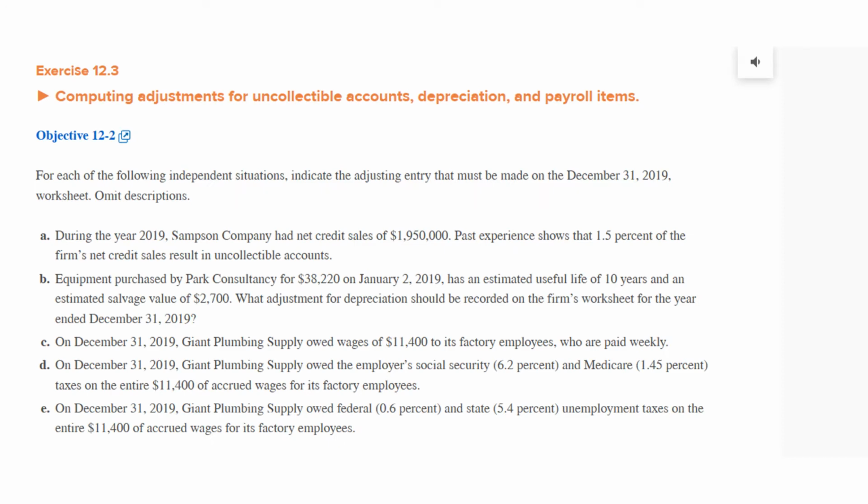All right, this is exercise 12.3. I am on letter A. This is going to be for your bad debts expense adjustment. They tell you that the Samson Company had a net credit sale of $1,950,000. I'll circle that. It says past experience shows that 1.5% of those firms' credit sales result in uncollectible accounts.